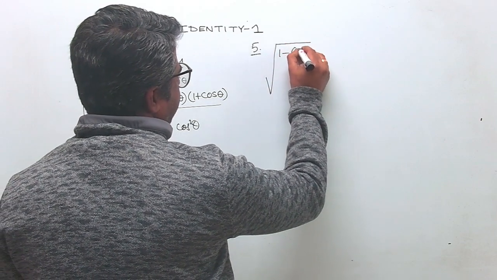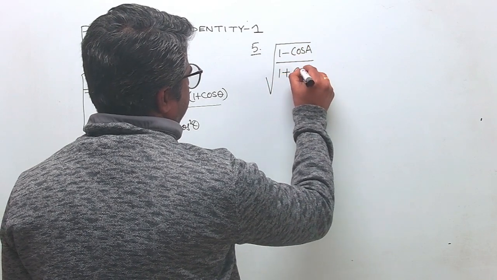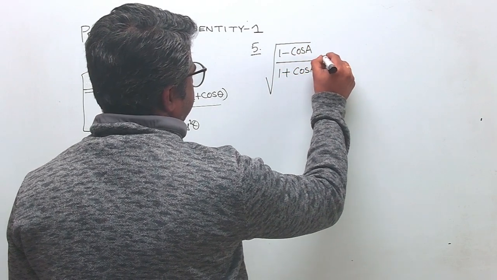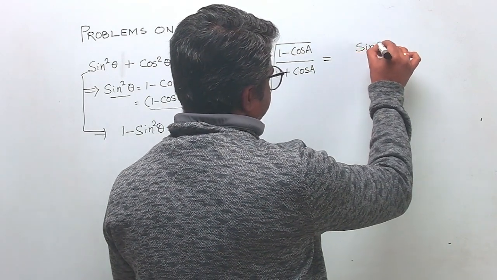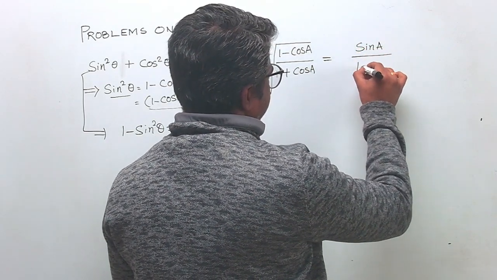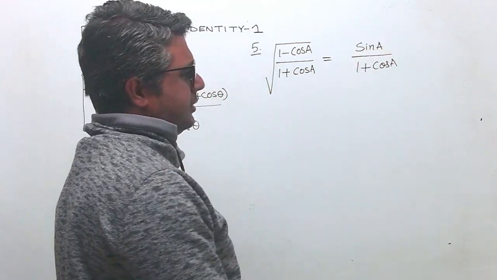The problem: square root of (1 minus cos A) by (1 plus cos A) is equal to sin A by 1 plus cos A. So, how are you going to do this?